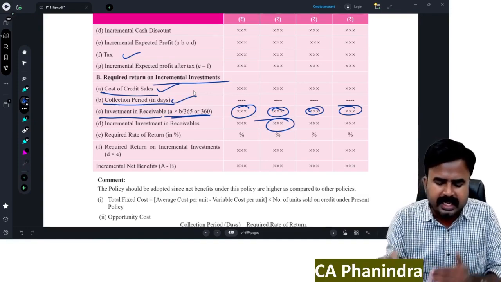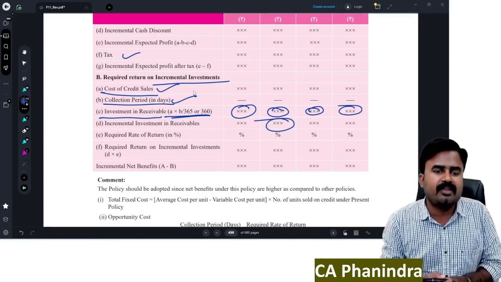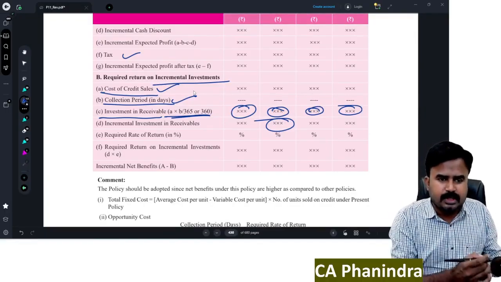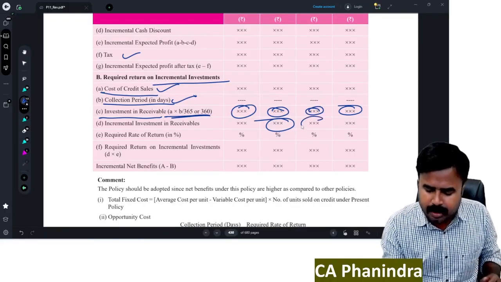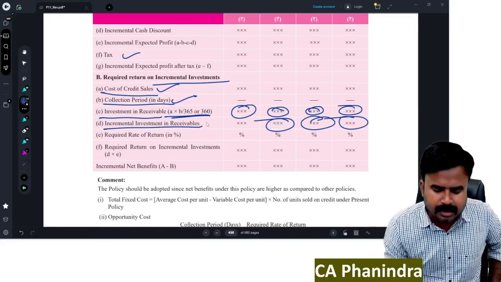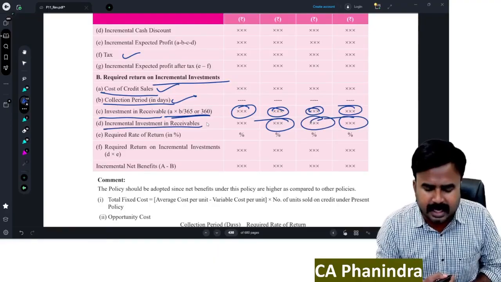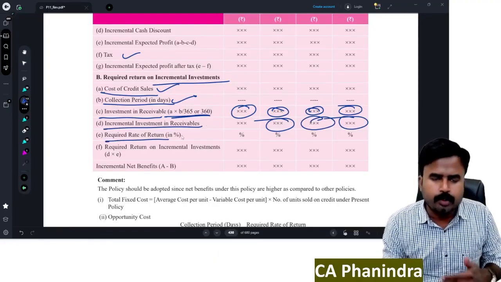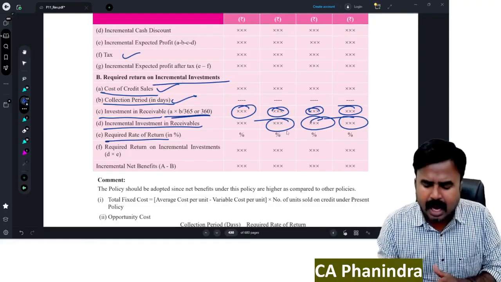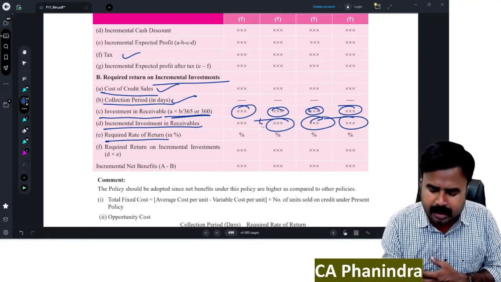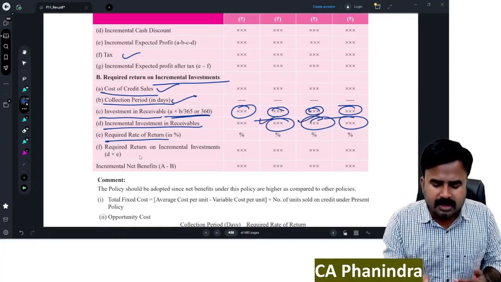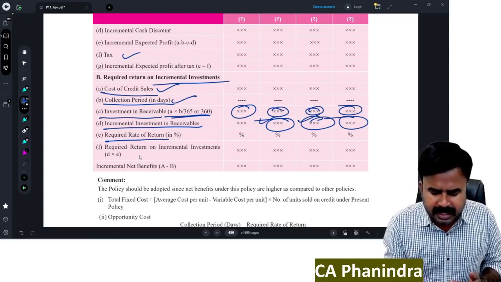Once we get investment in debtors, then how to calculate incremental investment in debtors? Investment in debtors for policy 1 minus investment in debtors for existing policy. Like that you have to calculate incremental investment in debtors or incremental investment in receivables. Multiply such incremental investment in debtors with required rate of return. Please don't consider incremental required rate of return. Just take the required rate of return percentage. Apply such percentage on the respective incremental investment in debtors. Then I'll get opportunity cost of incremental investment in debtors.